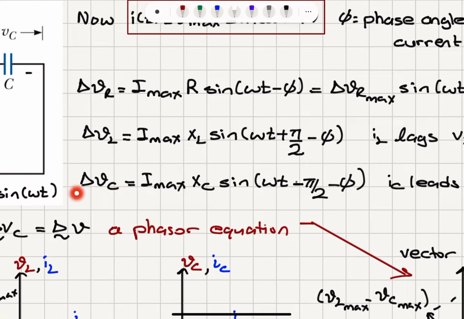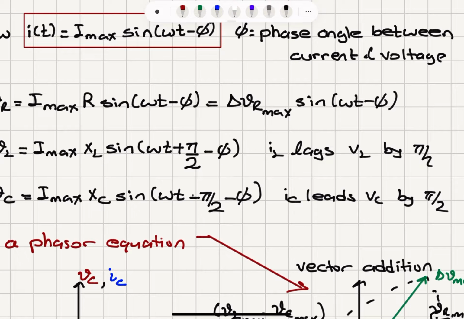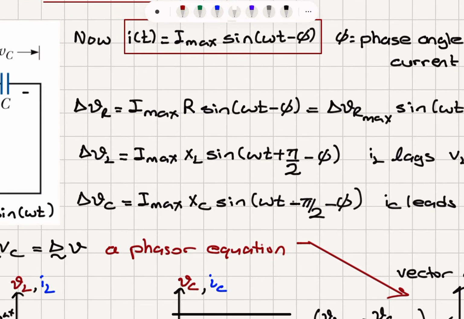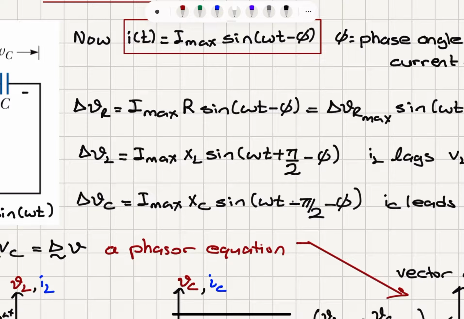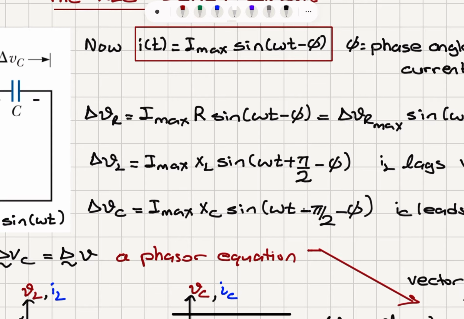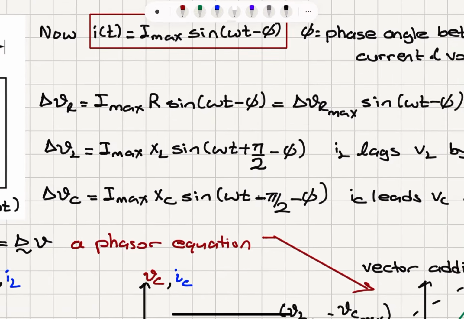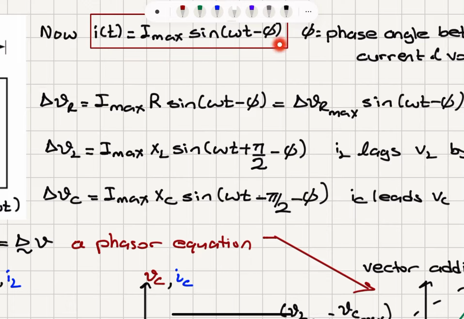If you look at the voltage across the capacitor, this time the current leads the voltage by pi over 2. That's what we know from our analysis of the capacitor. And with that, the voltage must lag the current by pi over 2. So the current is I max sine omega t minus phi. Therefore, the voltage is I max XC sine omega t minus pi over 2 minus phi.